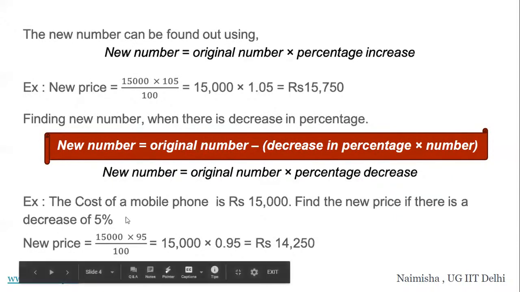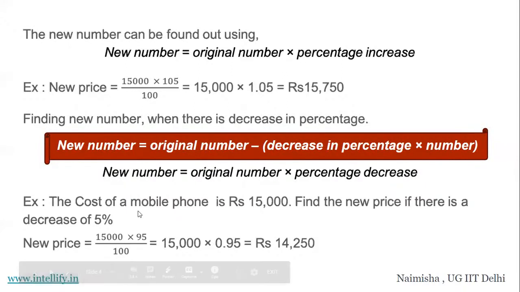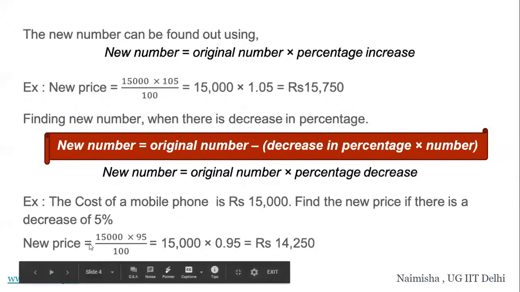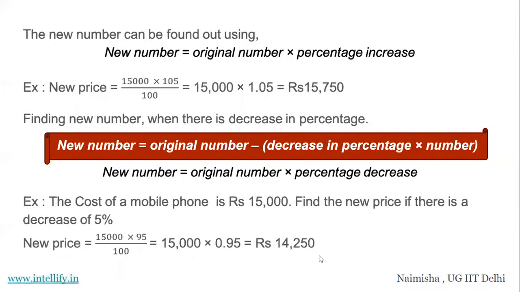Consider another example similar to the previous. The cost of a mobile phone is 15,000. Find the new price if there is a decrease of 5%. We'll use the second formula to find the answer. New price is equal to 15,000 into 95%, which is denoted by 95 by 100. So the price becomes 14,250 rupees.